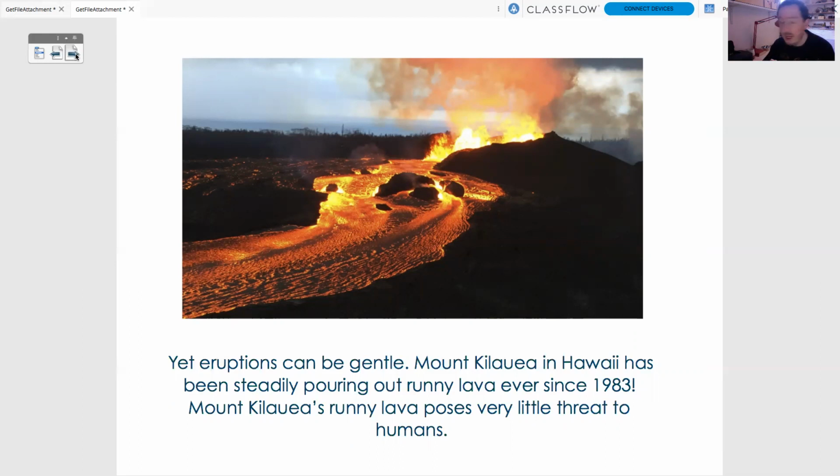Mount Kilauea in Hawaii has been steadily pouring out quite thin, runny lava ever since 1983. So on and off for almost 40 years. Mount Kilauea's runny lava poses very little threat to humans because it's quite thin and runny and slow as an eruption goes. You can actually get away from it pretty quickly because you know where it's going and it's been erupting steadily. So it's not a surprise, and you can fence off the areas where it is.